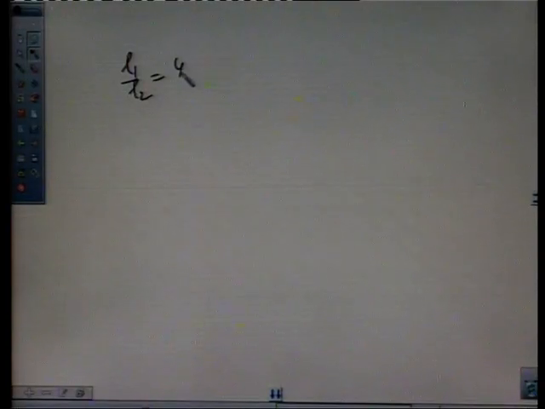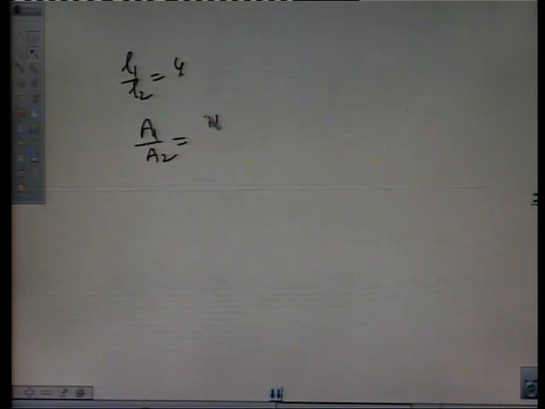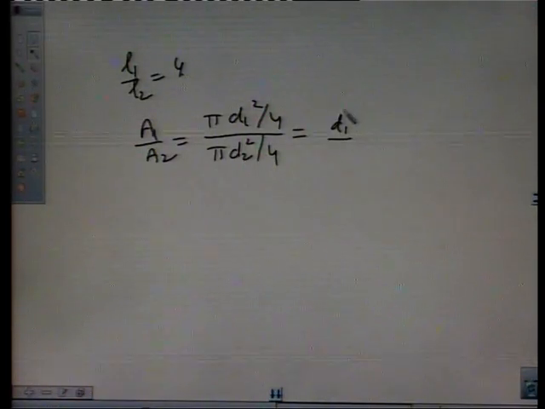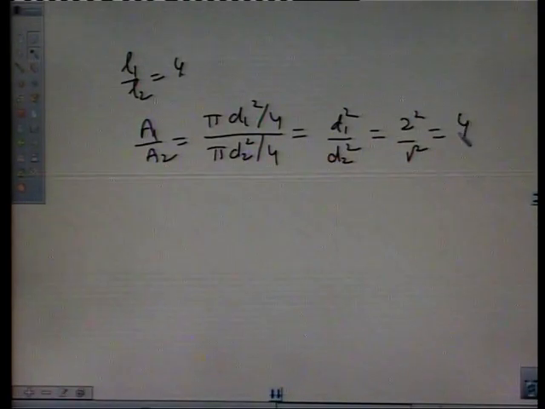Now we will calculate the ratio of areas. A1 upon A2 is equal to pi d1 square upon 4 upon pi d2 square by 4. So this is equal to d1 square upon d2 square, which is equal to 2 square upon 1 square. This is also equal to 4. Here L2 upon L1 is equal to 4.